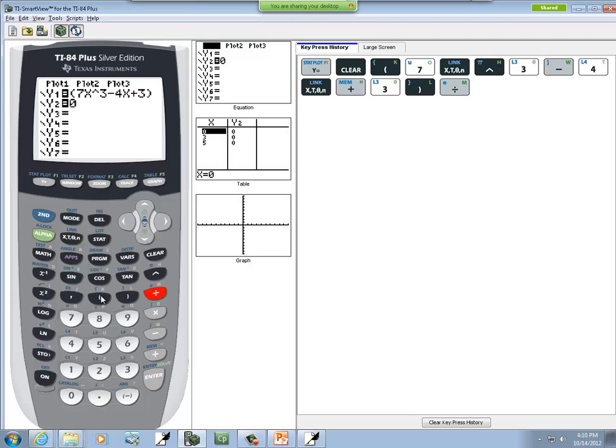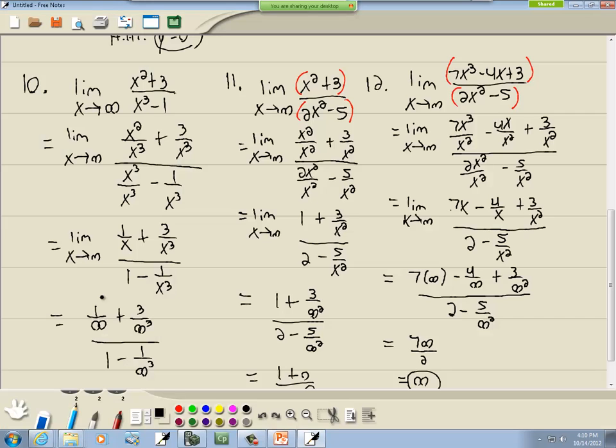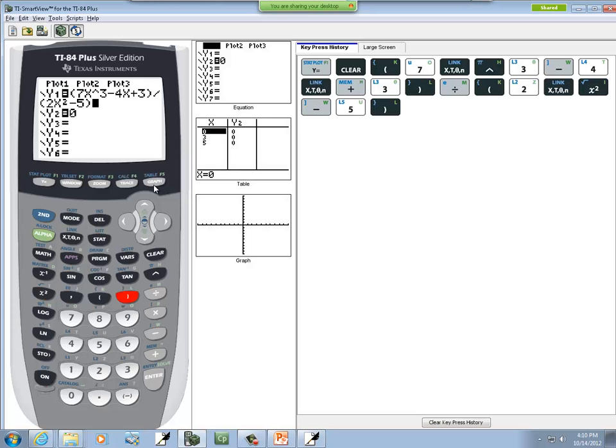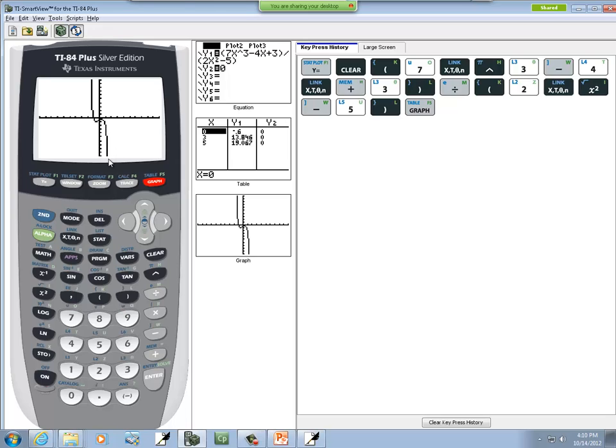Closing parentheses divided by beginning parentheses. So parentheses are on top, parentheses are on the bottom. 2x squared minus 5. Then graph. Now this just appears to be going straight down. Now we'd have to use calculus to see if that's exactly true.